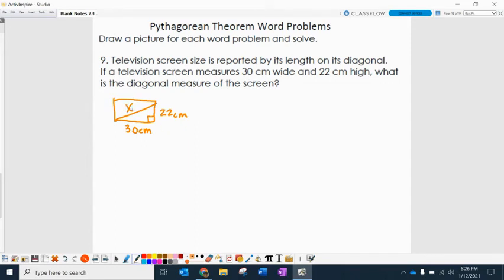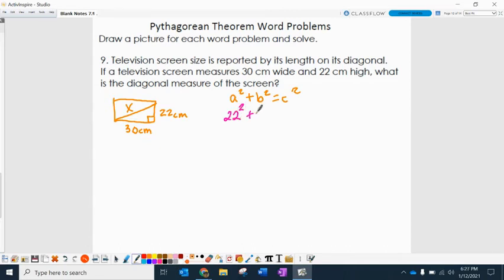What screen size would that be reported as? And since we do know that it's built perpendicular, with the two sides forming a square edge, we can go ahead and use the Pythagorean theorem to solve for it. So we said the Pythagorean theorem says a squared plus b squared equals c squared. Our two shortest sides have got to be the legs, and these are the two sides that meet to form the right angle. So we know our answer is going to be bigger than 30.